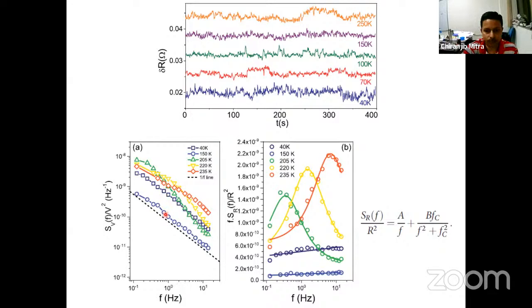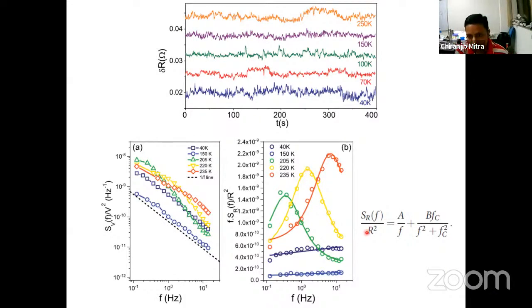To capture this properly, we plotted f times the power spectral density divided by R square as a function of frequency. At these particular temperatures you can see an enhanced deviation from the 1/f type, and this is like a Lorentzian. This is basically the contribution of those impurity sites, which I'm going to come back to later.